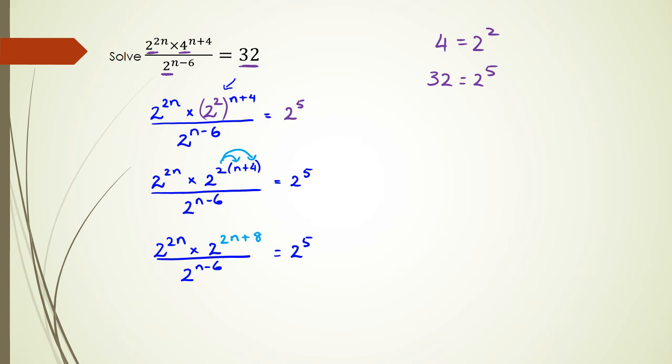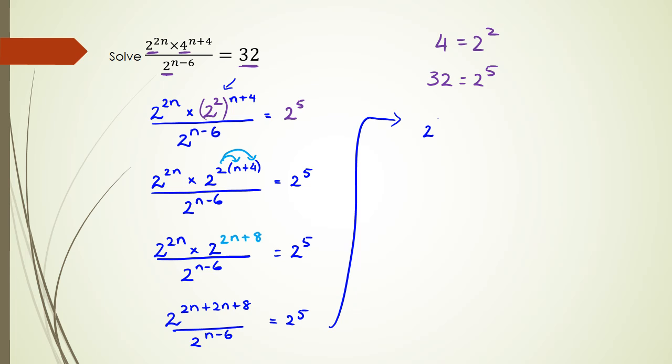Okay, so when you multiply two exponents with the same base, you add the powers up. So that means in my numerator, I can rewrite this as 2 to the power of 2n plus 2n plus 8, and that's over 2 to the power of n minus 6. That's equal to 2 to the power of 5. So combining and simplifying, what I will end up with is 2 to the power of 4n plus 8 divided by 2 to the power of n minus 6. That's equal to 2 to the power of 5.